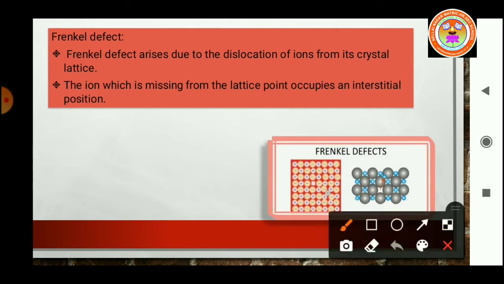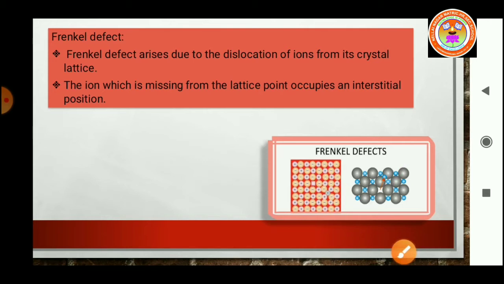See here, dislocation. Here empty space is there, and that ion occupies the interstitial position. Now clear. So how to say what is Frenkel defect? Frenkel defect arises due to the dislocation of ions from its crystal lattice. The ion which is missing from the lattice point occupies an interstitial position. Where does the missing ion occupy? It occupies the interstitial position. Now clear?